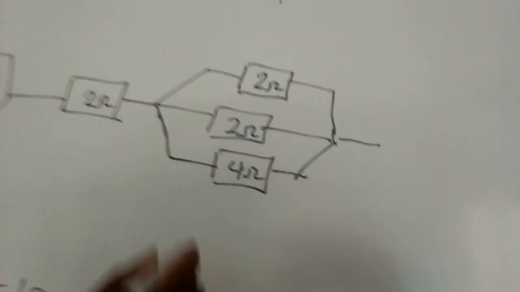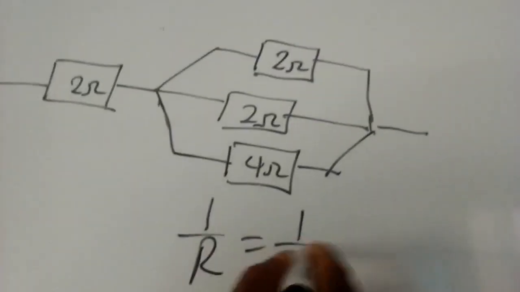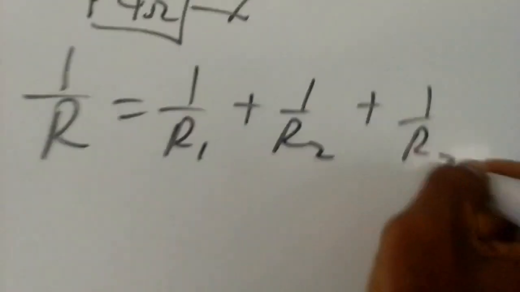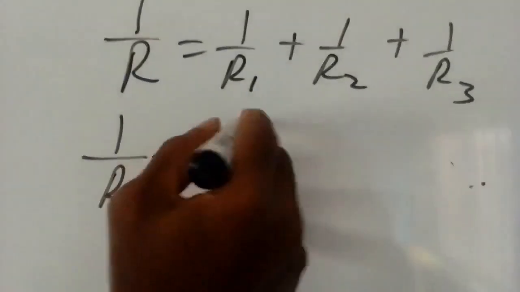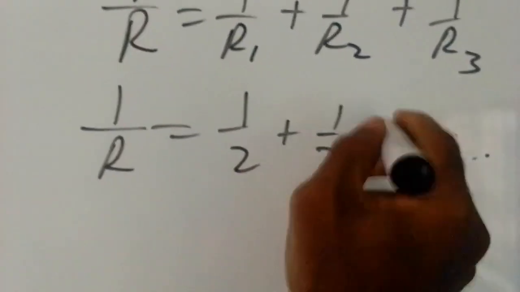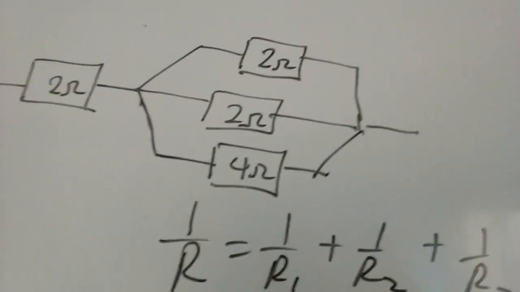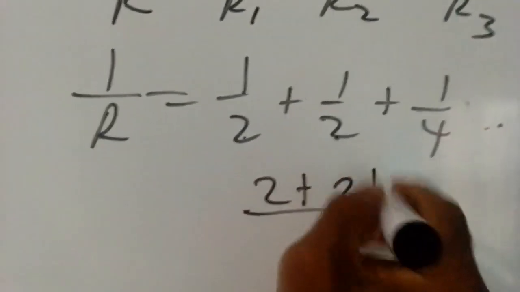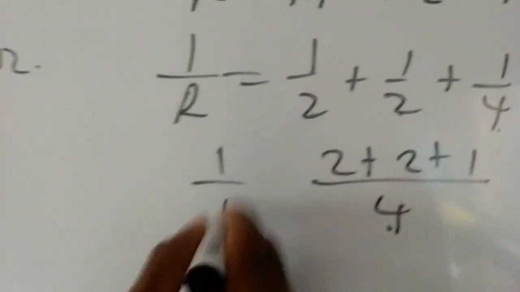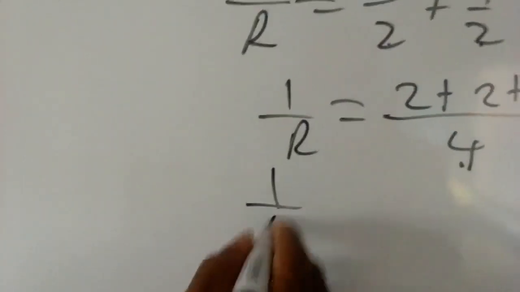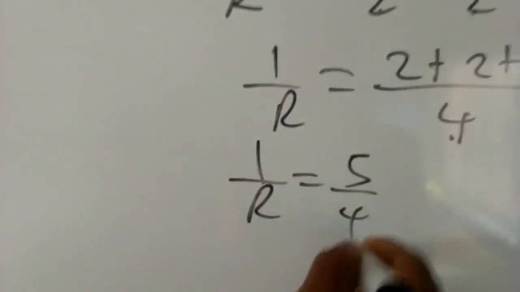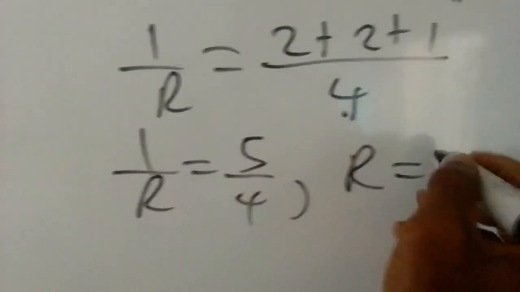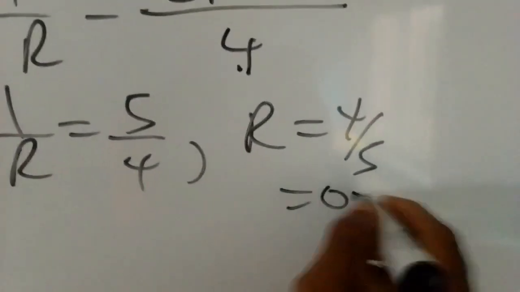That is 3 of them there. I use 1 over R equals 1 over R1 plus 1 over R2 plus 1 over R3. That's going to give 1 over 2 plus 1 over 2 plus 1 over 4. The LCM is 4, which gives us 2, 2, and then 1. So 1 over R gives us 5 over 4. That means R is the inverse. R becomes 4 over 5, which is 0.8 ohms.